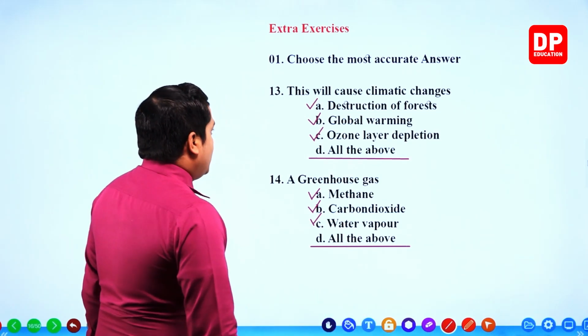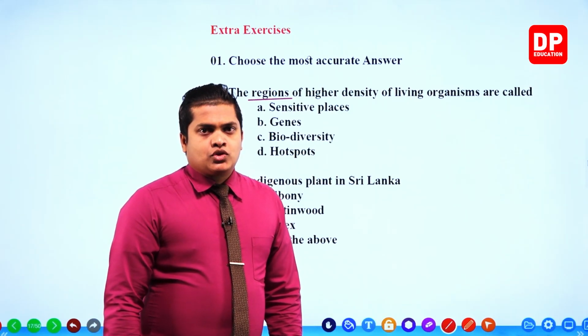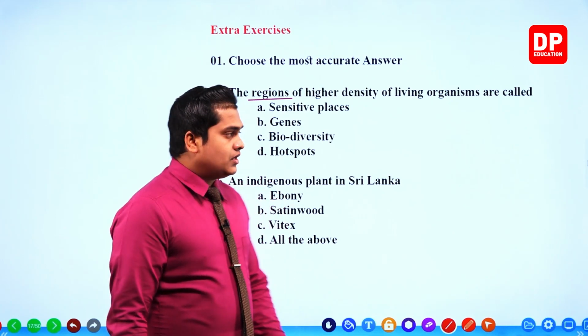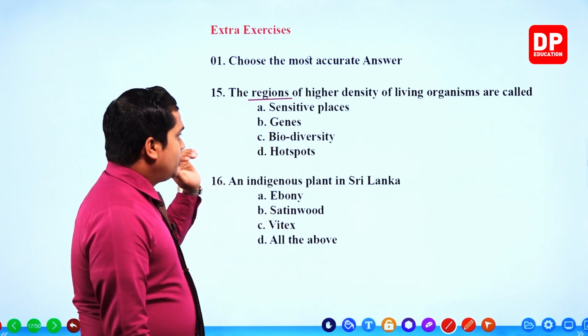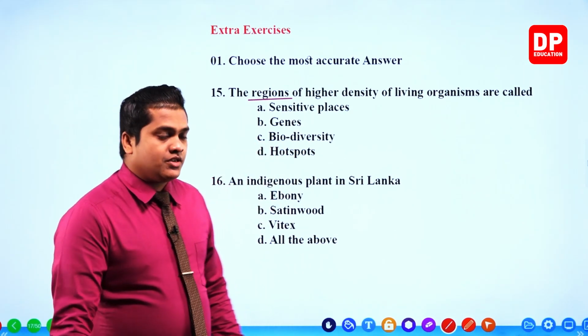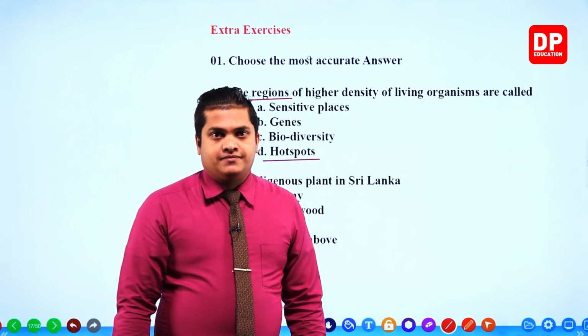Okay. Next one. The regions of higher density of living organisms are called regions. They are asking about the regions. The regions of higher density of living organisms are called sensitive places, genes, biodiversity, hotspots. Right? So, what is the correct answer? It's not the sensitive places, definitely not the genes, not the biodiversity, but my dear children, a hotspot. Hotspot. Right? Hotspot is the correct answer.